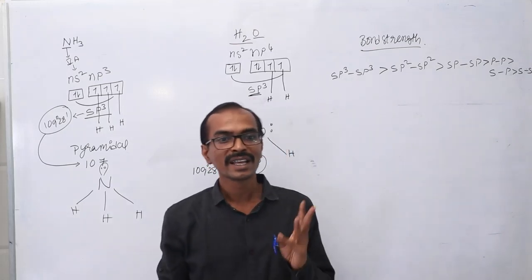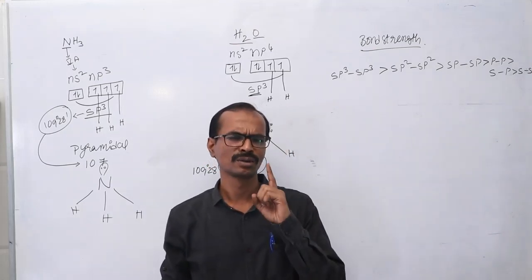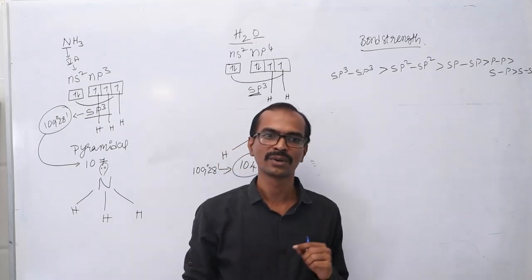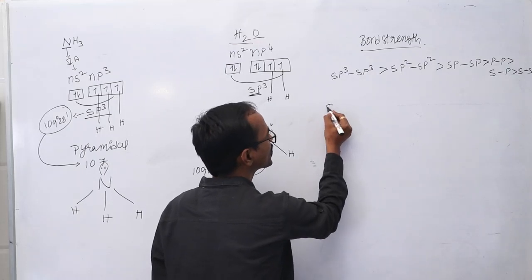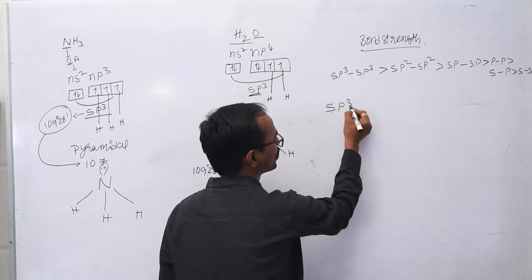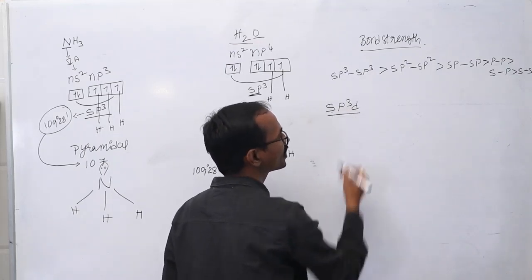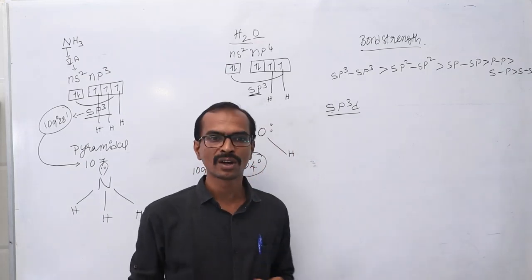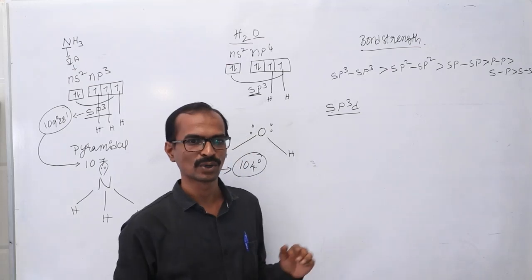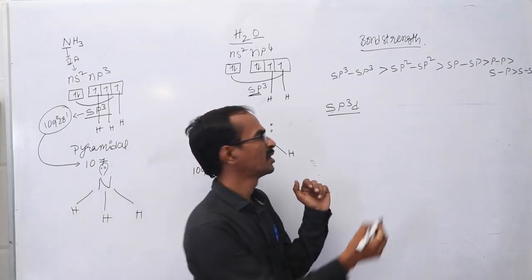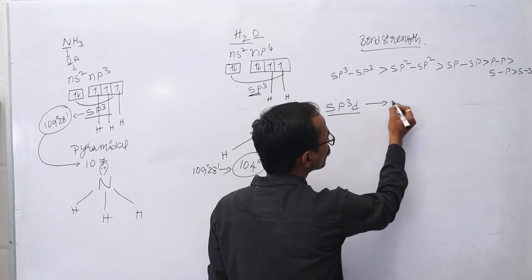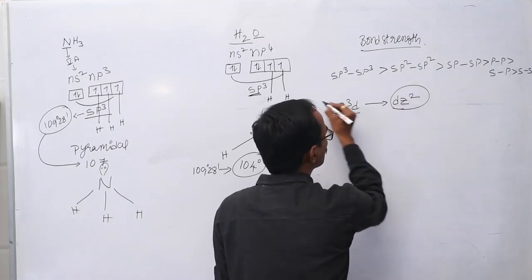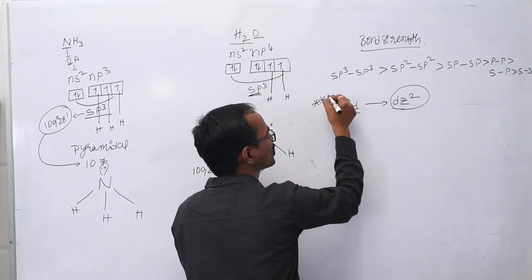Next, in sp3d hybridization, the most important points for the competitive examination. In sp3d hybridization, we are having 5 degenerate orbitals in the d orbital, right? So which d orbital is involved in the hybridization process? In sp3d hybridization, the dz square orbital participates in the hybridization process. Which orbital participates in the hybridization process?